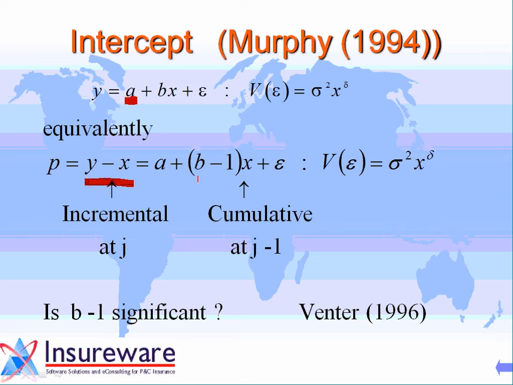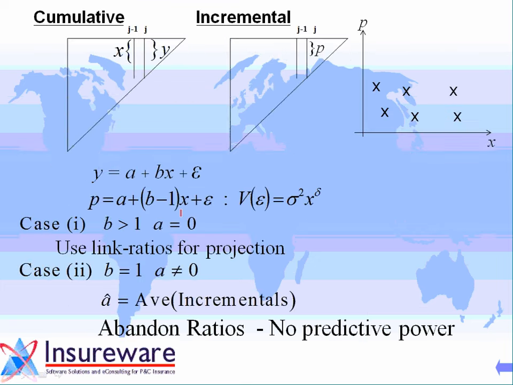If this term b minus 1 goes to 0, then we know that the ratio isn't actually helping us estimate the incremental, which is the part that we're interested in, because we already know the current cumulative. In which case, the best estimate of the incremental term, the component we're interested in, is in fact the average of the incrementals going down. So in which case, we don't actually need our link ratios because they're not adding any information into our projection.